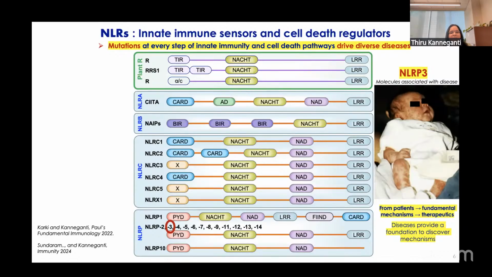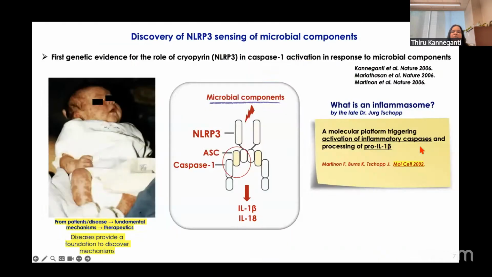So when we entered the field, it was wide open, as nothing was known at the time except for a couple of molecules. I was really interested in understanding the role of NLRP3 because at that time it was an enigmatic molecule. Not much was known except that there are mutations in NLRP3 in patients that lead to several of the periodic fever syndromes. And we always believed that diseases provide a foundation to discover mechanisms. So we started with NLRP3 to really understand what, in the broader context, NLRs do and their role in driving these autoinflammatory diseases.